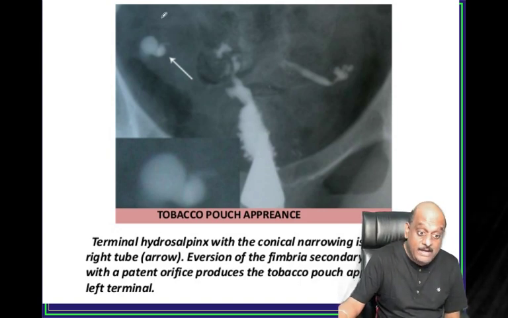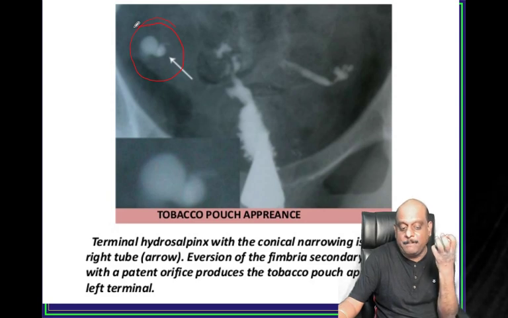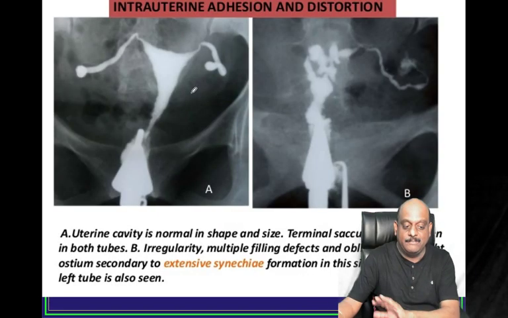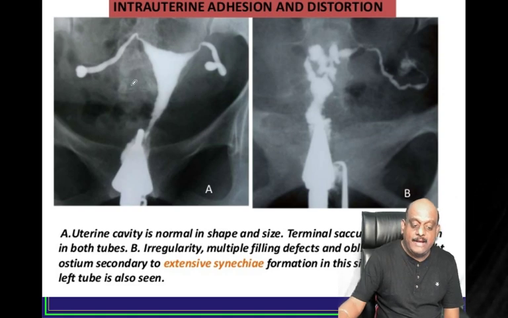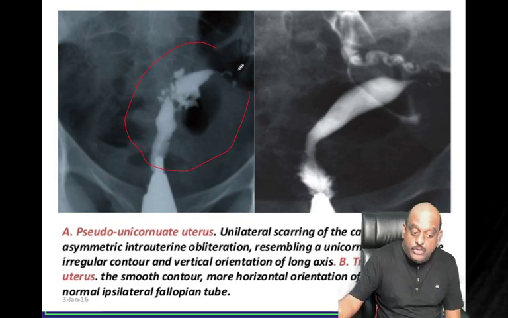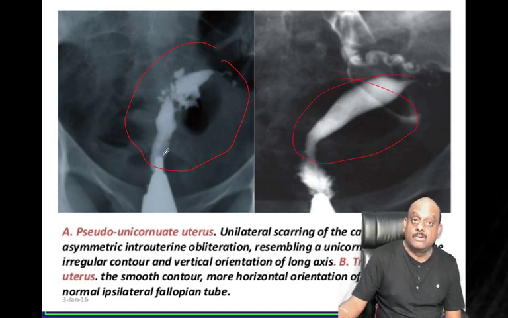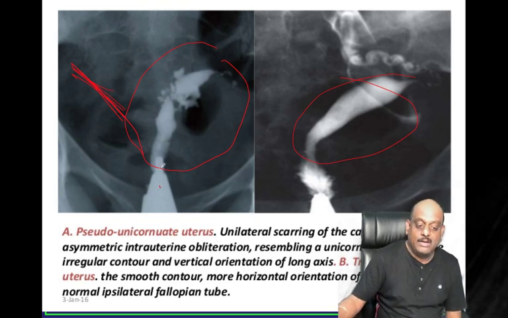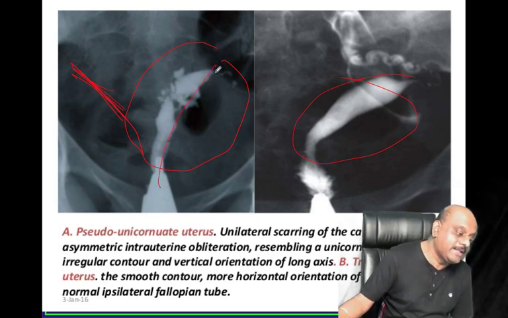So that is called peritubal halo. Then very commonly asked MCQ, tobacco pouch appearance, the terminal hydrosalpinx with a conical narrowing, that's what you are able to see. Then there can be intrauterine adhesions and distortion which characterize, and this is called pseudo-unicornuate. The uterus looks like it has only a single cornu, because into the other cornu the contrast could not pass because of the narrowing down. So only one cornu becomes opacified on HSG.